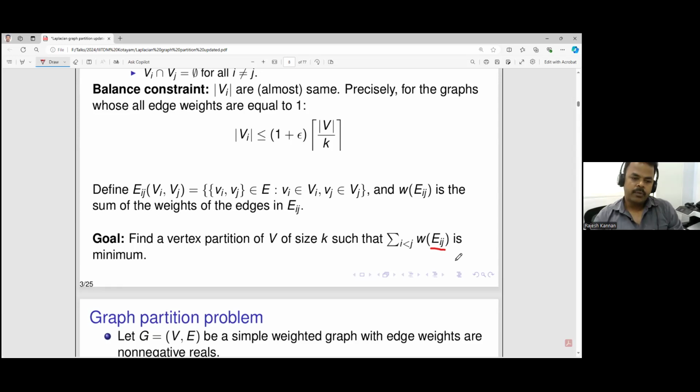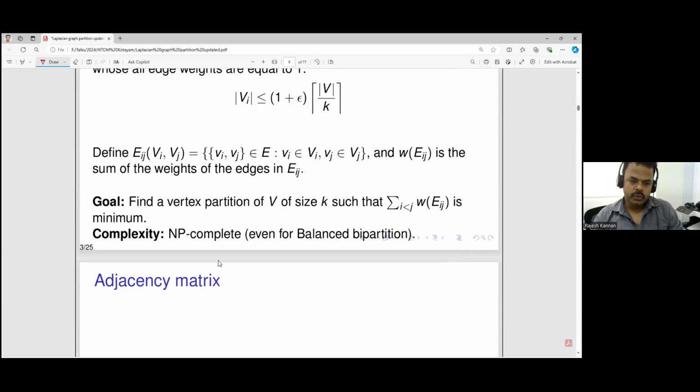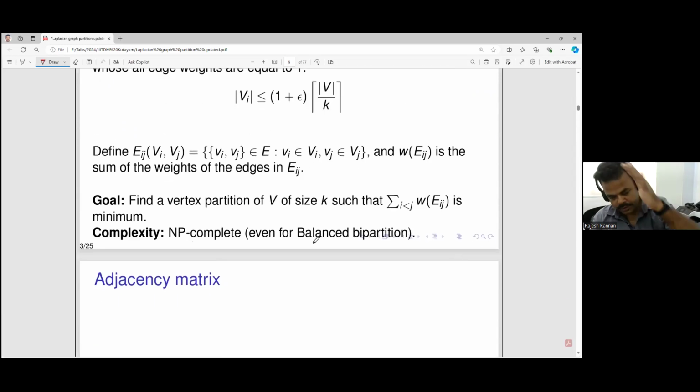Unfortunately, this problem is not easy to solve. If you know complexity theory, this problem is NP-complete, even for balanced bipartition. By balanced bipartition, I mean I just have to partition the vertices into two parts, V1 and V2, such that W of E12 is minimized. Even for the case k equal to 2 itself, the problem is really hard to solve.